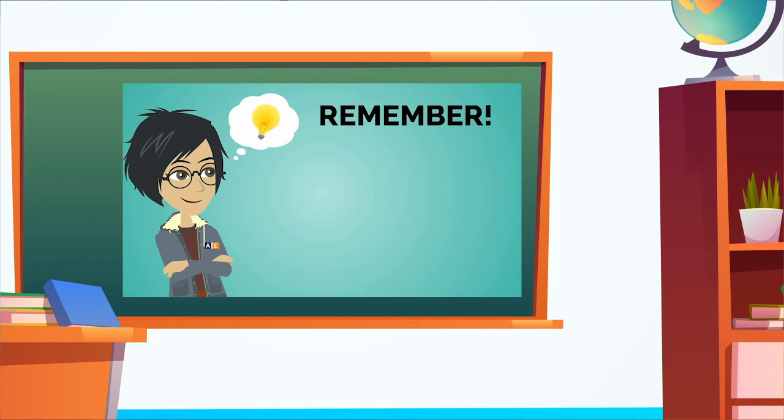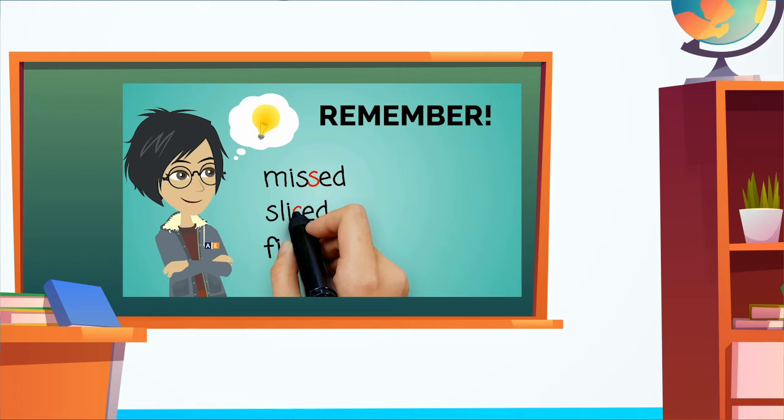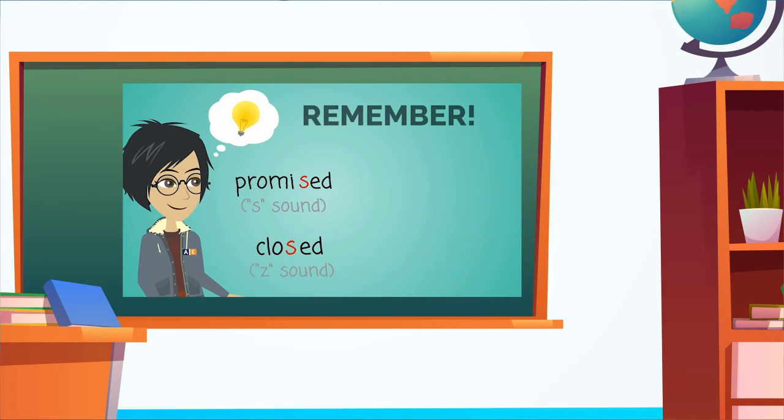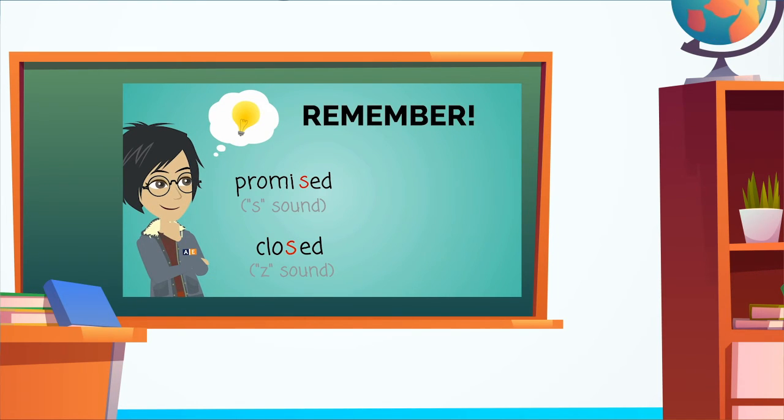Remember how we saw that spelling and sounds don't match up? Well, look at the following words: missed, sliced, and fixed. The last sound in each verb is spelled differently, but they all make the s sound. That's why they get the t past tense ending. Remember to focus on the last sound of a word.